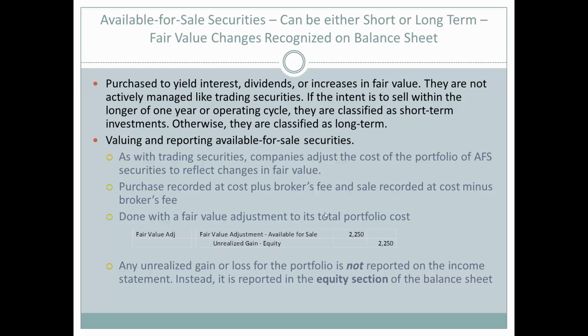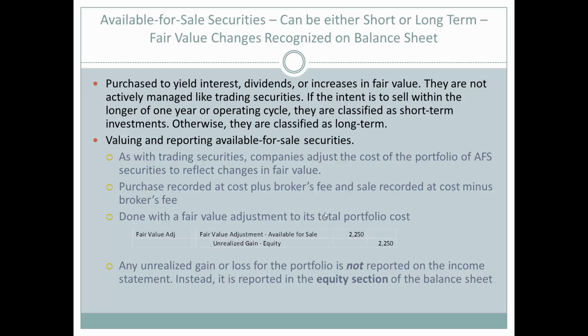Available for sale securities can either be short or long term. Fair value adjustments are recognized on the balance sheet. So this deviates from those that are being actively traded, the trading securities, in the fact that the fair value changes will be recognized on the balance sheet. These are securities, either debt or equity, that have been purchased to yield interest, dividends, or increases in fair value.